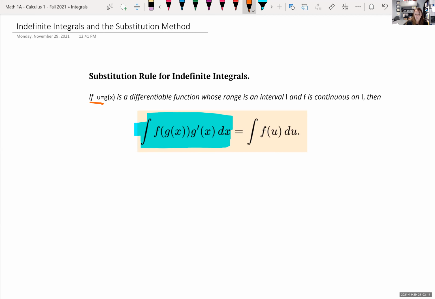So if u equals g of x is a differentiable function whose range is an interval I, and f is continuous on I, then the integral of f of g of x times g prime of x dx is the same thing as the integral of f of u du. Okay, so let's look at an example and go through some of these.